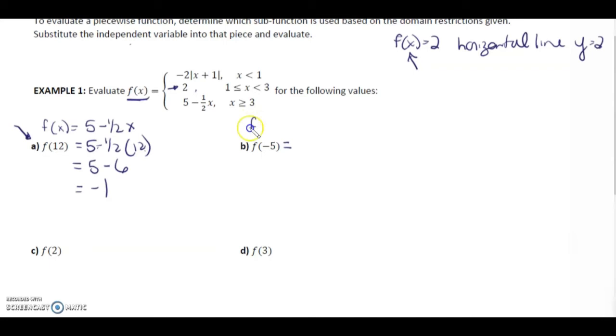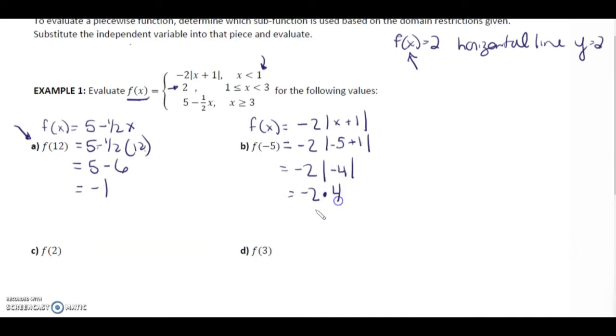Now B, f of -5. Let's take a look at what part of the domain -5 lies in. -5 is less than 1, so we're going to be using the absolute value function, -2 times the absolute value of x plus 1. So let's go ahead and plug in the -5. -5 plus 1 is -4, and the absolute value of -4 is +4. So overall, we get -8.